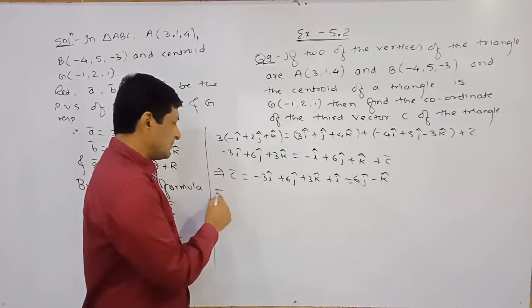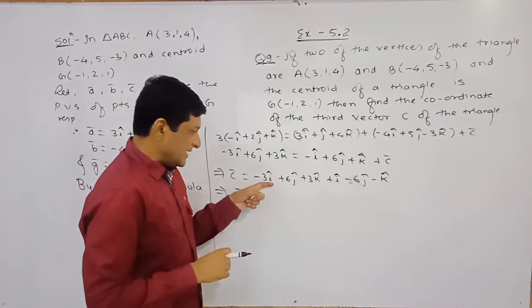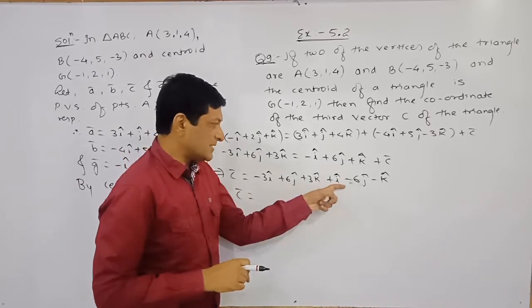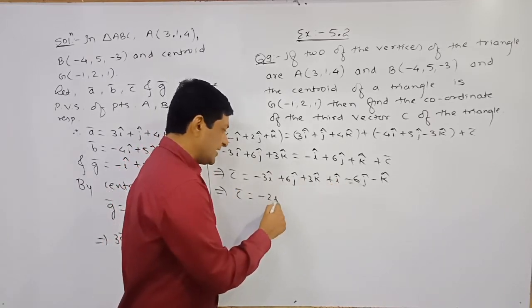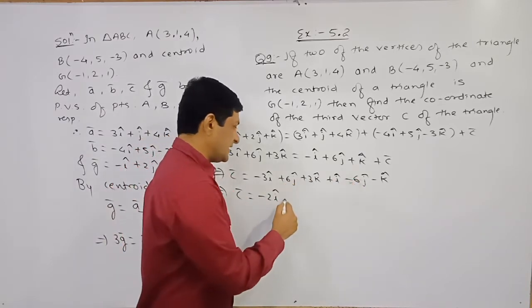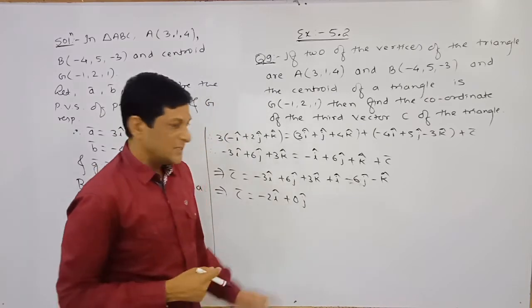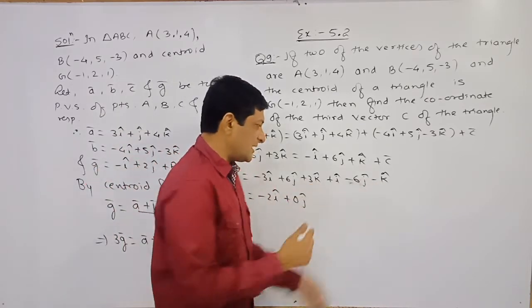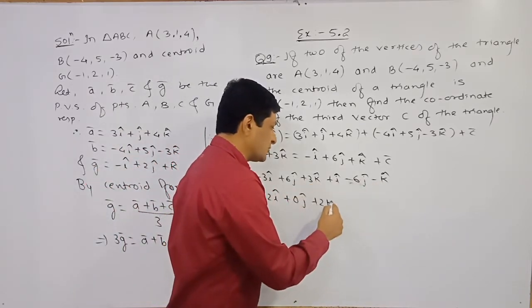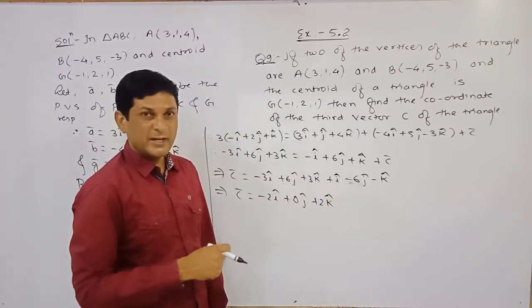C bar. So this implies that C bar will be equal to, now collect the terms of i cap: minus 3i plus i will be equal to minus 2i cap; 6j and minus 6j will get cancelled, so we can say 0j cap; and lastly 3k cap minus k cap will be equal to plus 2k cap. In this way we have got the position vector of point C.